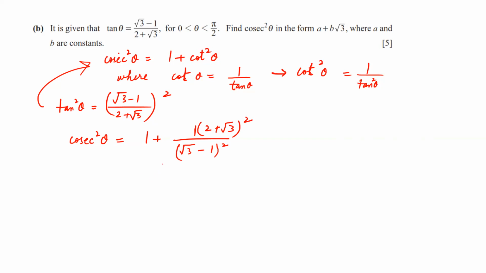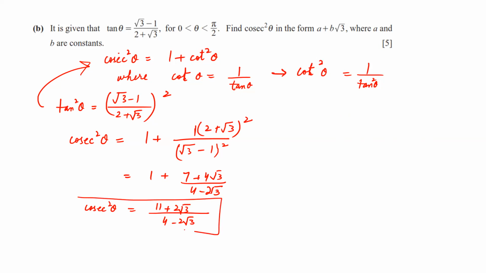And if we simplify and solve it, this becomes 1 plus 7 plus 4 under root 3 over 4 minus 2 under root 3. And if we simplify further, it becomes cosecant square theta as 11 plus 4 under root 3 over 4 minus 2 under root 3. Okay, so we have to compare it with the form a plus b under root 3, so we have to basically convert it into this form.